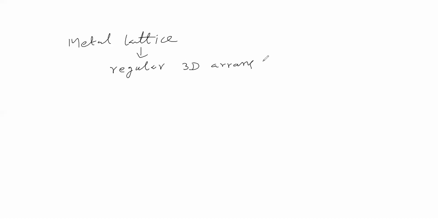So now see. First we will take a metal lattice. What is meant by lattice? Lattice means a regular three-dimensional arrangement of metal atoms in the metal. This is called a lattice.